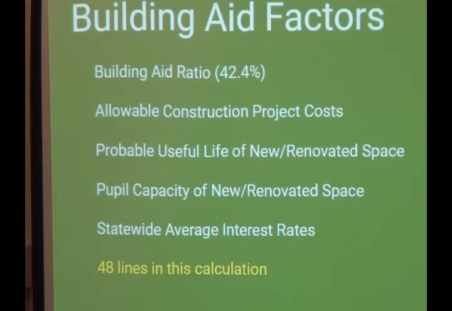Our aid ratio is 42.4%. That's what we receive back on whatever allowable construction project costs. And it's paid back over the probable useful life of the new or renovated space, and takes into account pupil capacity and the statewide average interest rate, meaning they look to see what the borrowing rates are, and they would pay you in line with that.